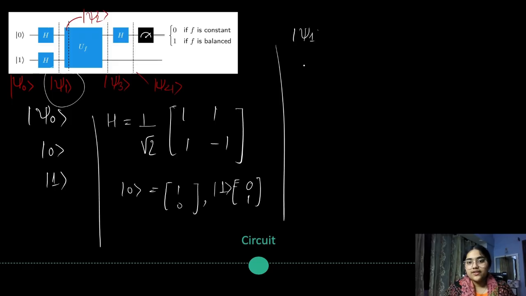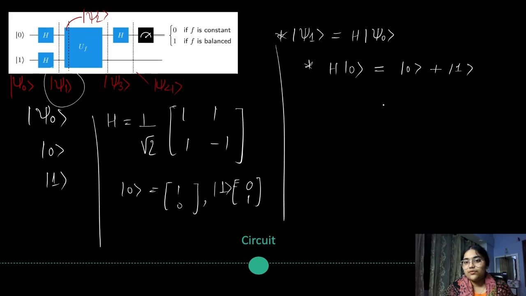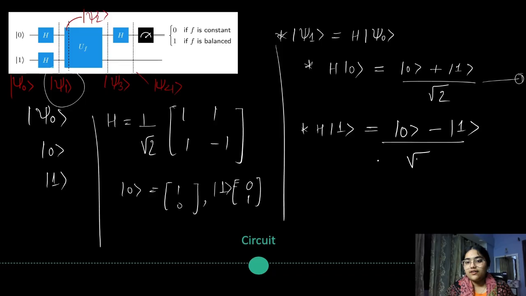Psi 1, as we see here, is the Hadamard gate operating on psi naught. Let's elaborate further. The Hadamard gate operating on the vector 0 gives us a superposition state, which is 0 plus 1 divided by root 2. Then the Hadamard gate operating on 1 gives us 0 minus 1 divided by root 2. So this is your psi 1.